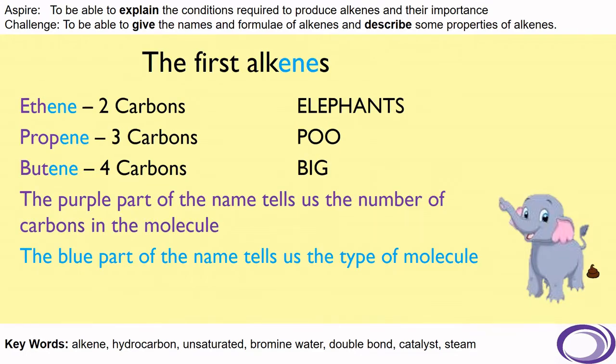We name alkenes in a similar way to which we name alkanes. However, there is no methane because there can't be a carbon-carbon double bond as there was only one carbon. So we start with ethene. Now, eth meaning there are two carbons and ene meaning it is an alkene. Similarly for propene and also for butene.